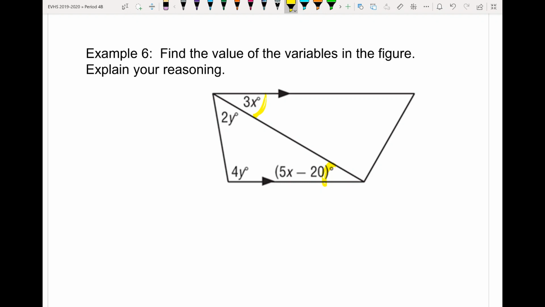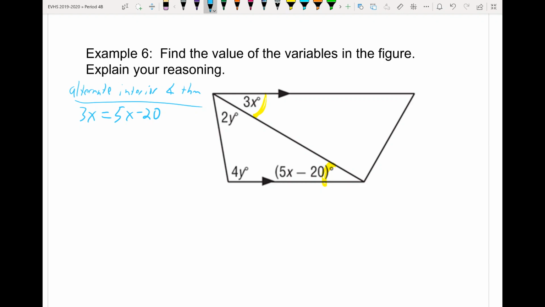Alternate interiors, yes. Now, the alternate interior angle theorem tells me what? What are the alternate interior angles? They're equal. They are congruent. Therefore, their measures are equal. And so, yes, you put them equal to each other. 3x is equal to 5x minus 20.